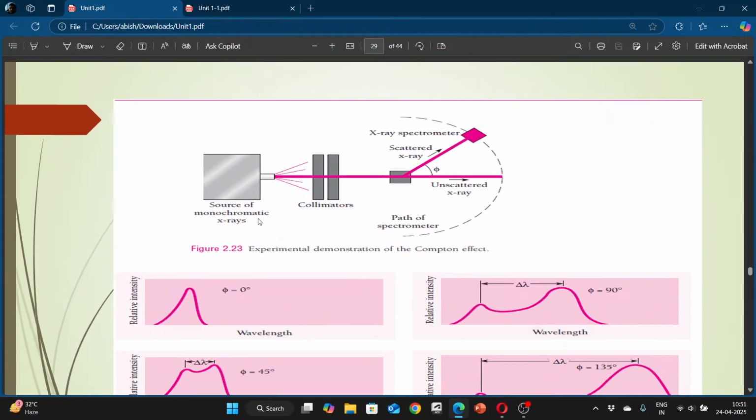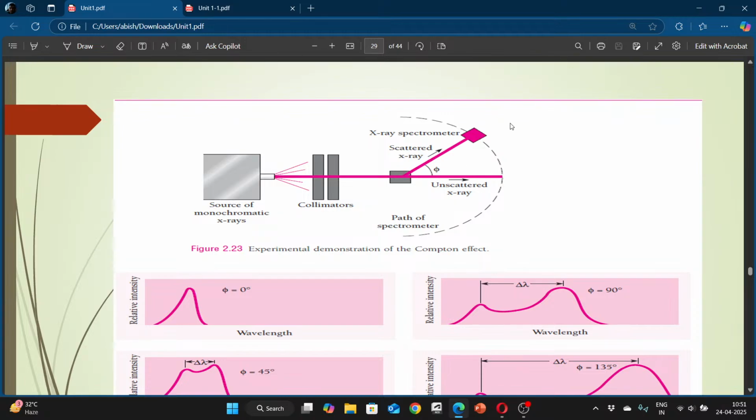So what it means is a source of monochromatic X-rays, with collimators. Collimators, I don't know exactly what they are, but I think they are intensifying the beam towards the target. As you see, there are many beams, and it takes one beam first, to avoid any kind of misconception ahead. Then there is the path of a spectrometer. Then there is this particular thing.